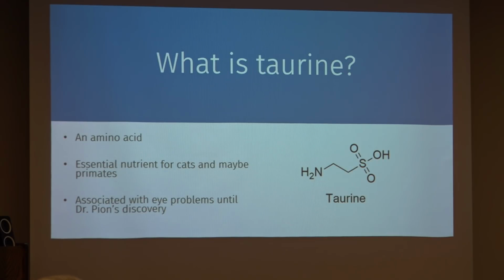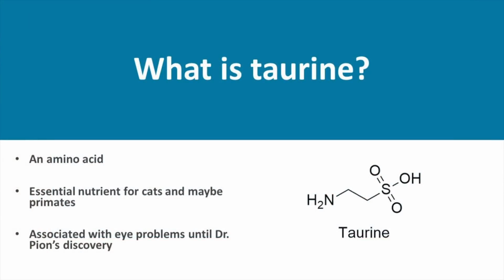What was the year again? 1987. So quite a long time ago. So what do we know? What is taurine? That's a little diagram of taurine. It's an amino acid, right? We know amino acids are the building blocks of protein.